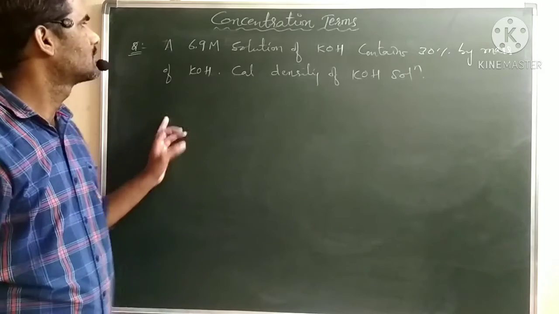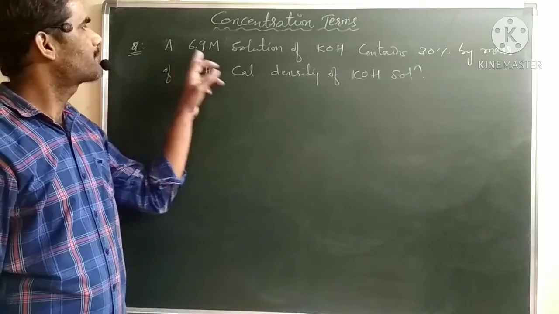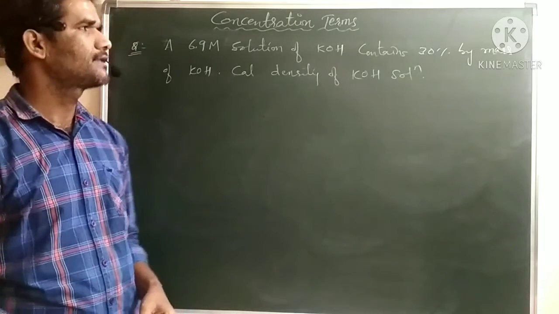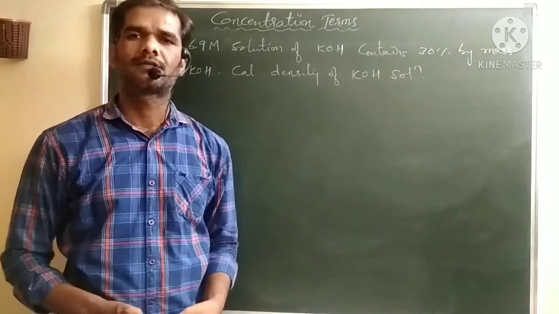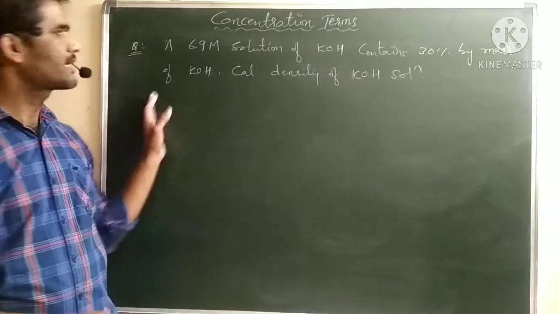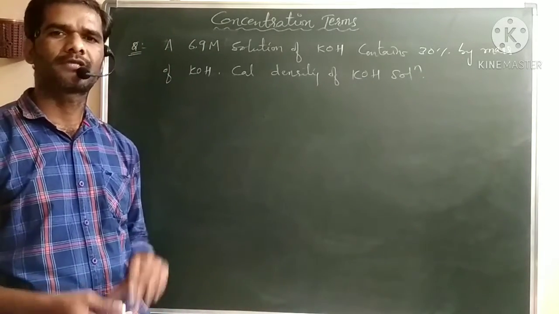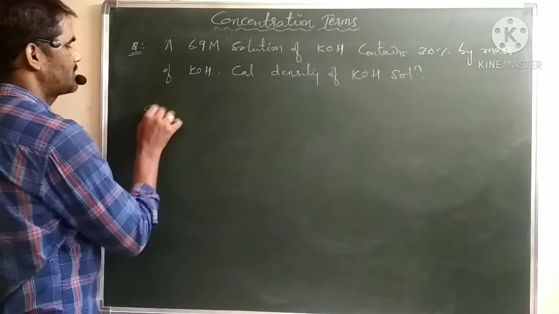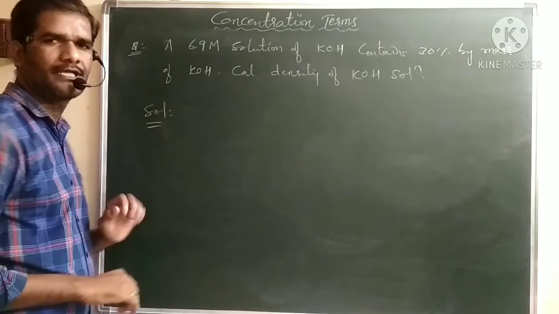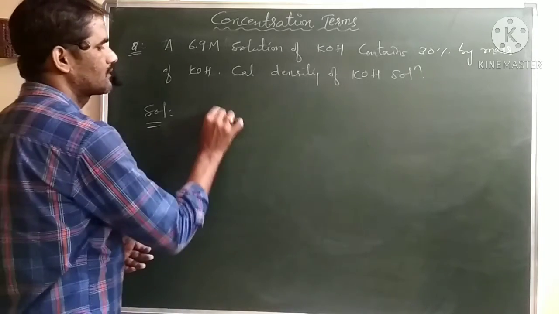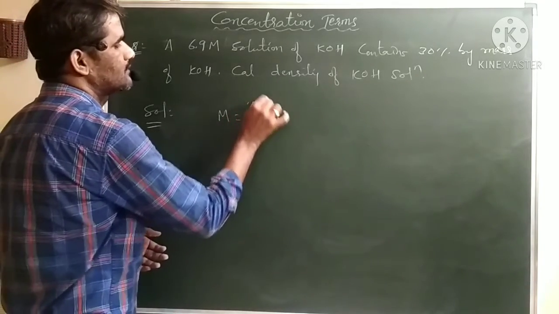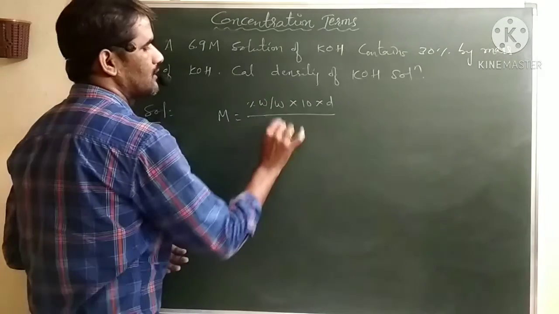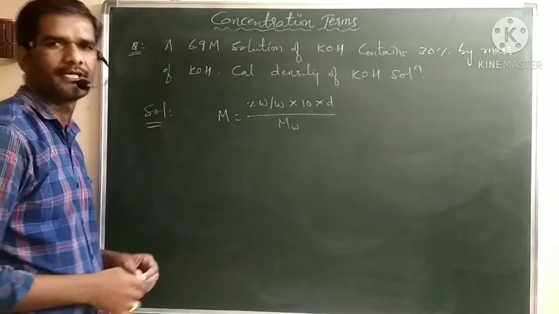Now see here, they gave a 6.9 molar solution of KOH and its percentage by mass is given as 30%. And we have to calculate the density here. Just reverse to the previous question. Again, you can take the relation between the molarity versus percentage by weight. What is the molarity here? Again, percentage weight into 10 into density by molecular weight of the given substance.